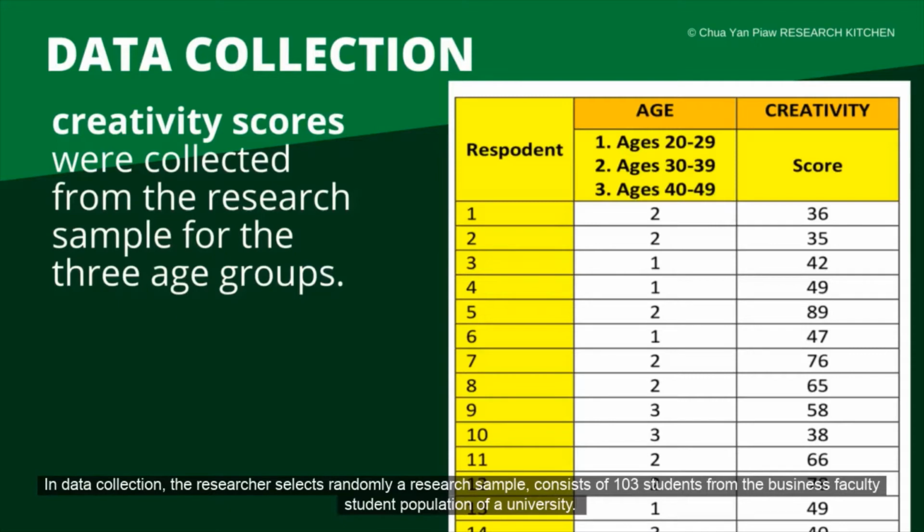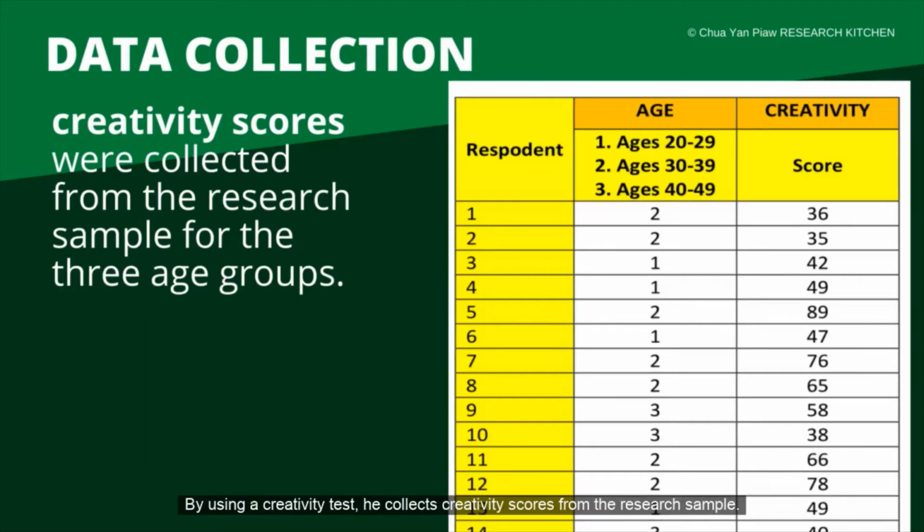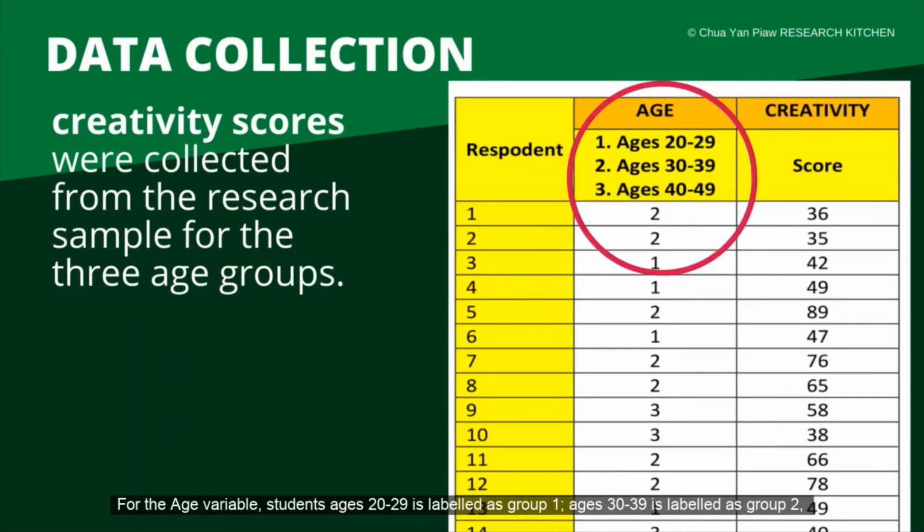In data collection, the researcher randomly selects a research sample consisting of 103 students from the business faculty student population of a university. By using a creativity test, he collects creativity scores from the research sample. For the age variable, student age 20 to 29 is labeled as group 1, age 30 to 39 is labeled as group 2, and age 40 to 49 is labeled as group 3. We will use this data for data analysis in SPSS.